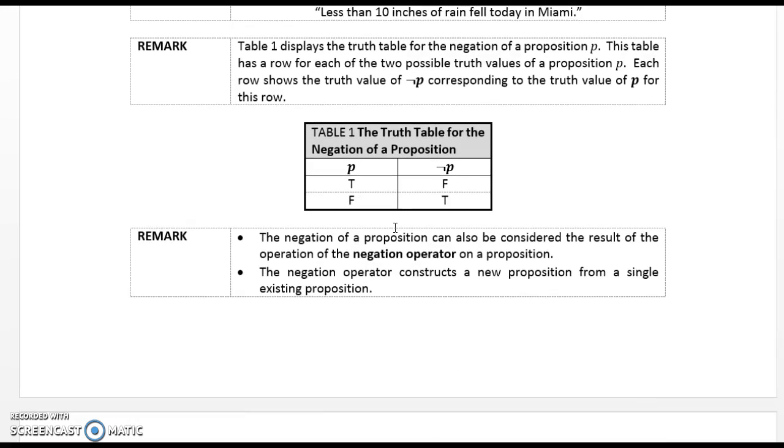Remark. Table 1 displays the truth table for the negation of proposition P. This table has a row for each of the two possible values of proposition P. Each row shows the truth value of not P corresponding to the truth value of P for this row. When P is true, then not P is false. When P is false, not P is true.